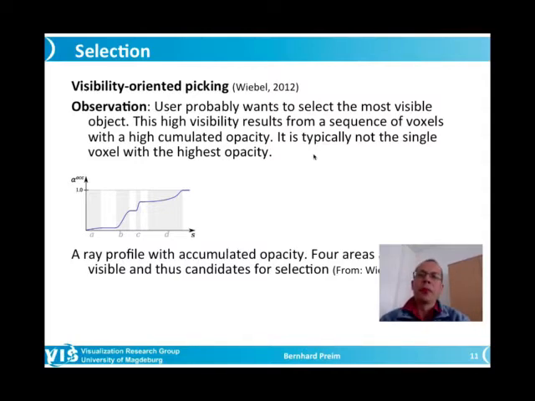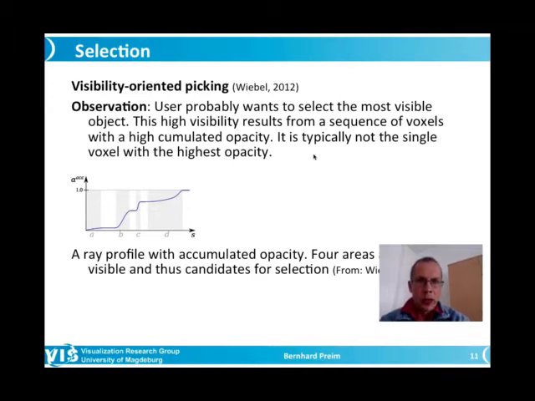Alexander Wiebel came up with an idea that I like a lot. It's called visibility-oriented picking. His major observation is that when people want to select something in a 3D visualization that contains transparency, they prefer to select structures that have high opacity values. In case of ambiguity, this is important information. That was also our observation leading to the approach of Konrad Müller, and Alexander Wiebel took this a step further to select, if possible, the most visible object.